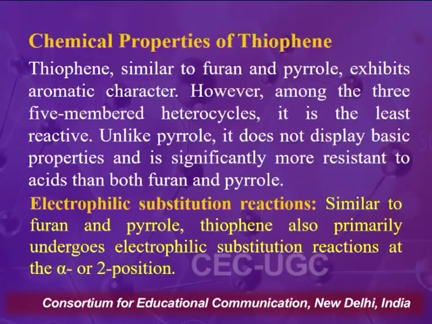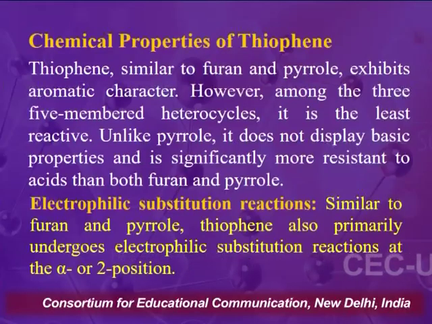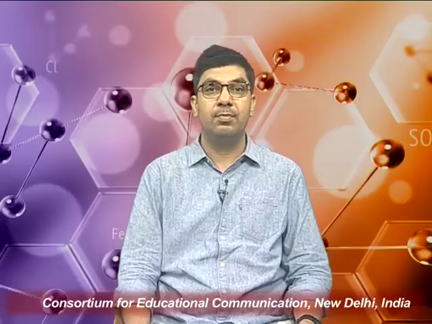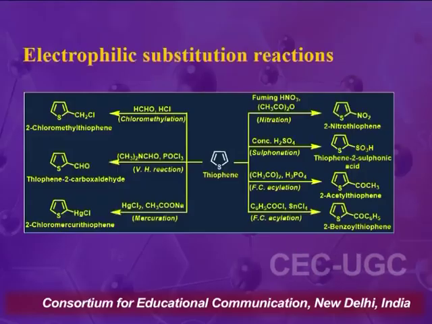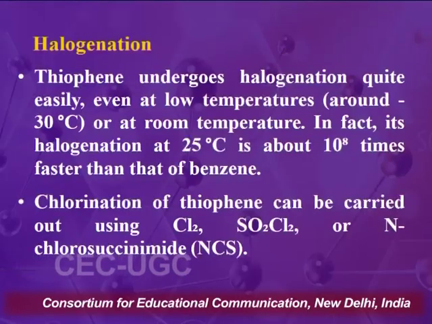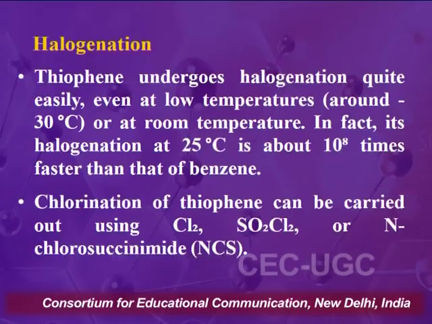The electrophilic substitution reaction in thiophene will be at the same position as in pyrrole and furan. The position will be the second position, that is the alpha position of the thiophene molecule. In electrophilic substitution, we will discuss different kinds of electrophilic substitution reactions like nitration, sulfonation, acylation reaction, Vilsmeier-Haack reaction, then mercuration reaction. One by one, let us start with the halogenation reaction of thiophene molecule.